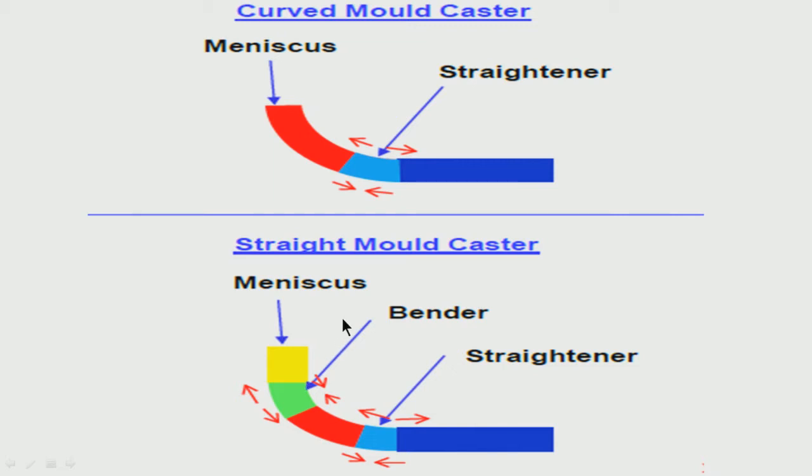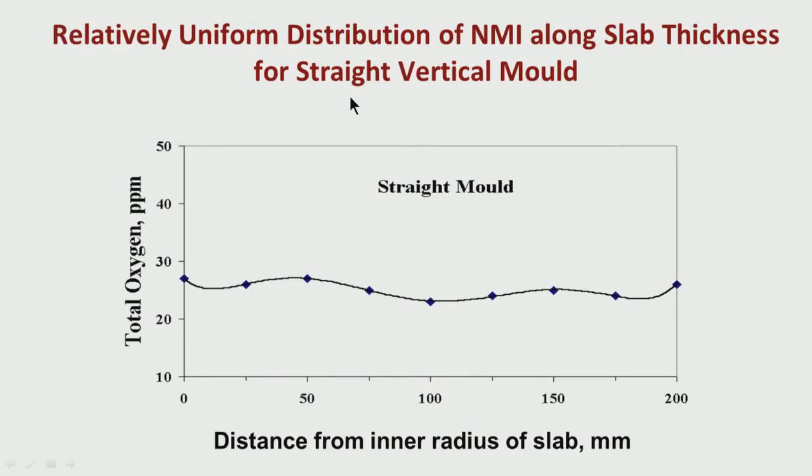But as I have mentioned, straight mold is better from the point of view of inclusion entrapment, because uniformly whatever inclusions will be there, the quality will be relatively uniform. But here relatively more inclusions, when they are floating up, they are trying to get absorbed in the solidified shell. This portion is called the inner radius of the mold, and near the inner radius of the shell you have more inclusions. This we have found out by analyzing the cast product.